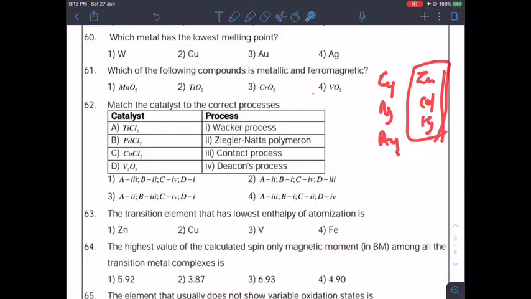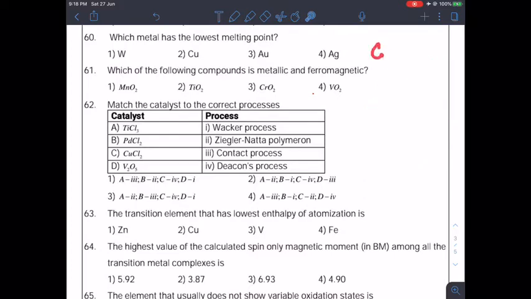Now they have given copper, Ag and Au. Out of these, let me tell you, the melting point order varies in this way: copper, thereafter Au, and thereafter silver. So it is silver whose melting point is the least. So the correct answer will be Ag here.